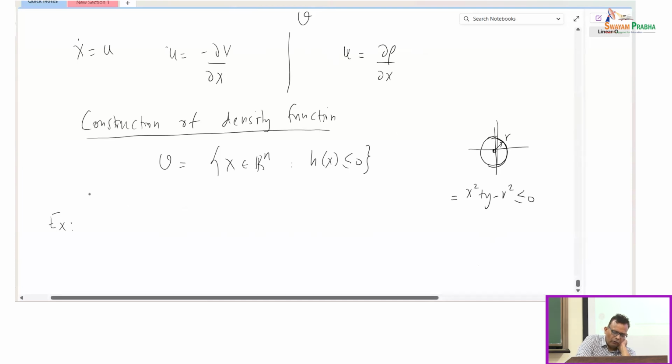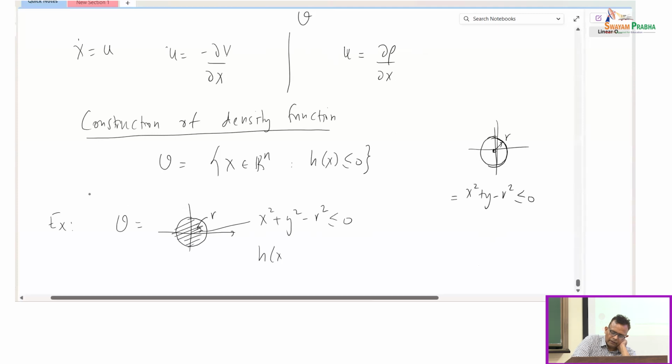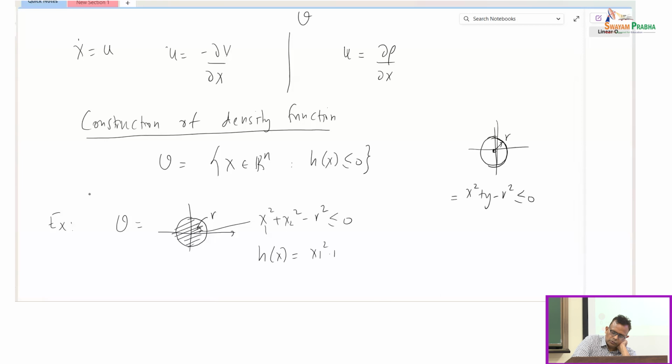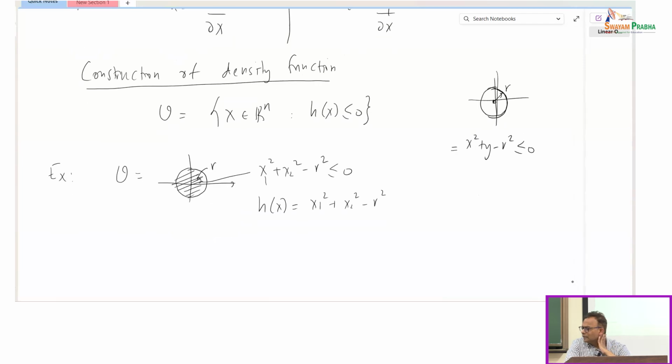So let me say, for example, if O is something like this, a circle of radius r, which is basically x square plus y square minus r square equal to 0, then you can take h of x, or sorry, with coordinates x1, x2, h of x will be x1 square plus x2 square minus r square. Okay, so that will be your h. Okay, so that's your unsafe set.